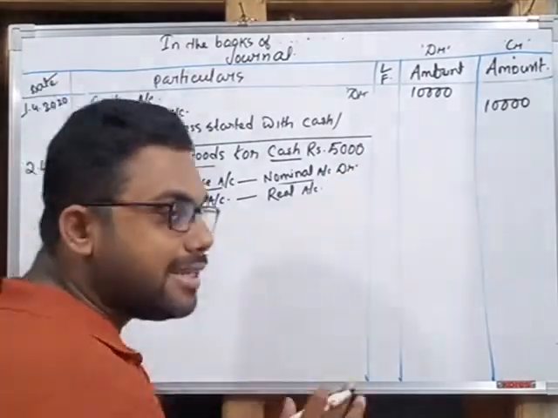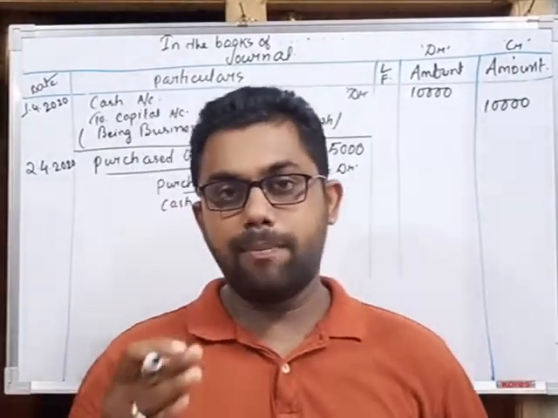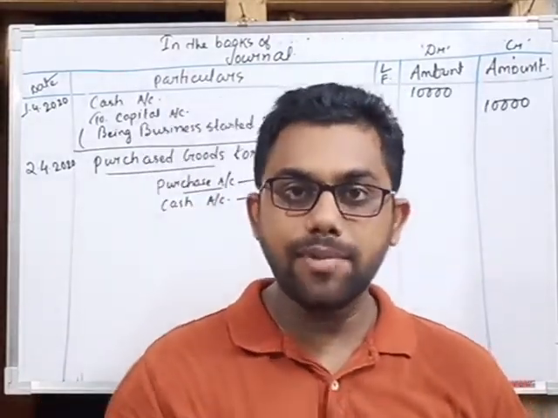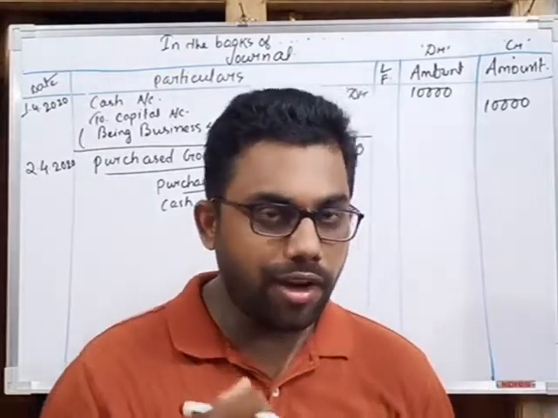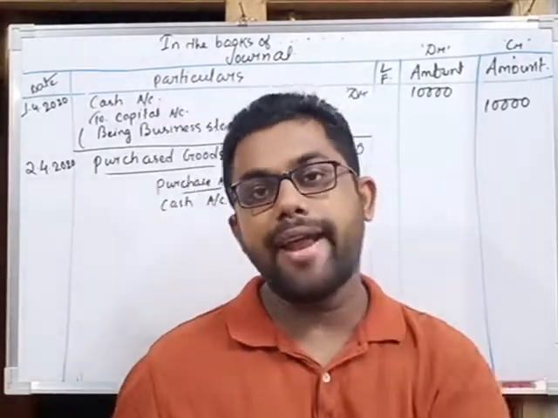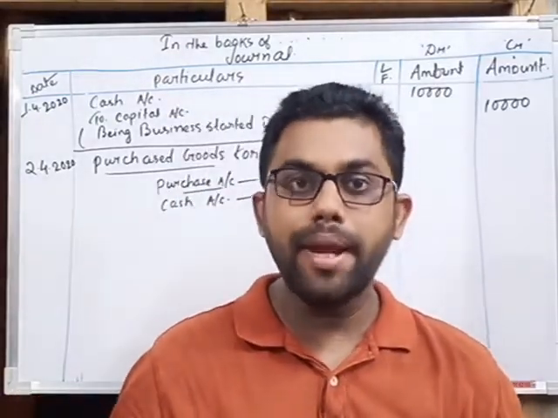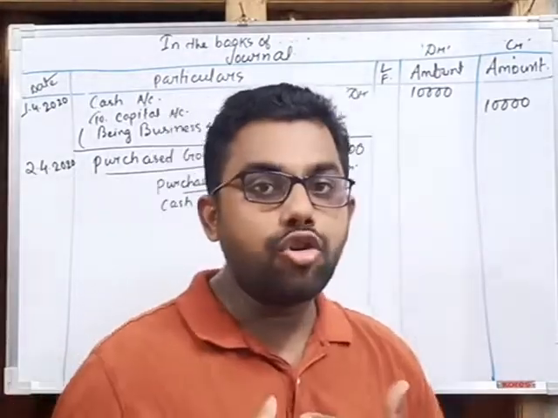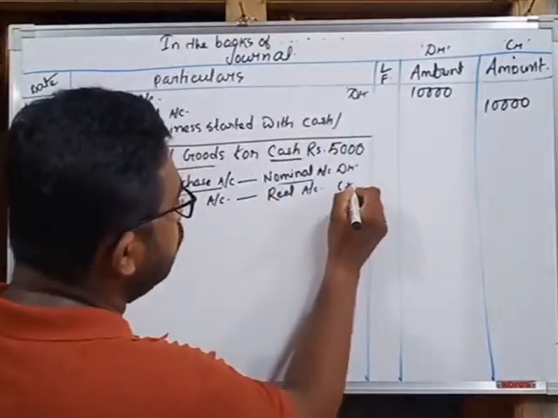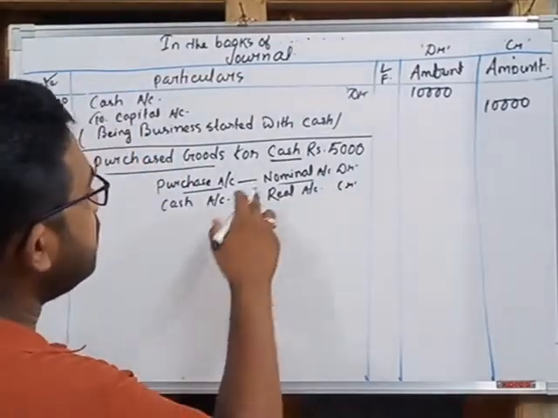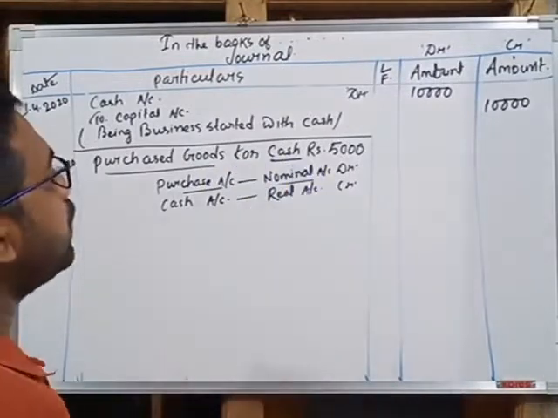And cash is our asset, so it falls under real account. So what is the rule for real account? What comes in is debit and what goes out is credit. Whenever we purchase goods, we have not received any cash, we have paid cash, that means the cash goes out from my business, so cash will be credited. So what will be the entry? Purchase account debit to cash account, and our transaction is purchase goods for cash rupees 5,000.